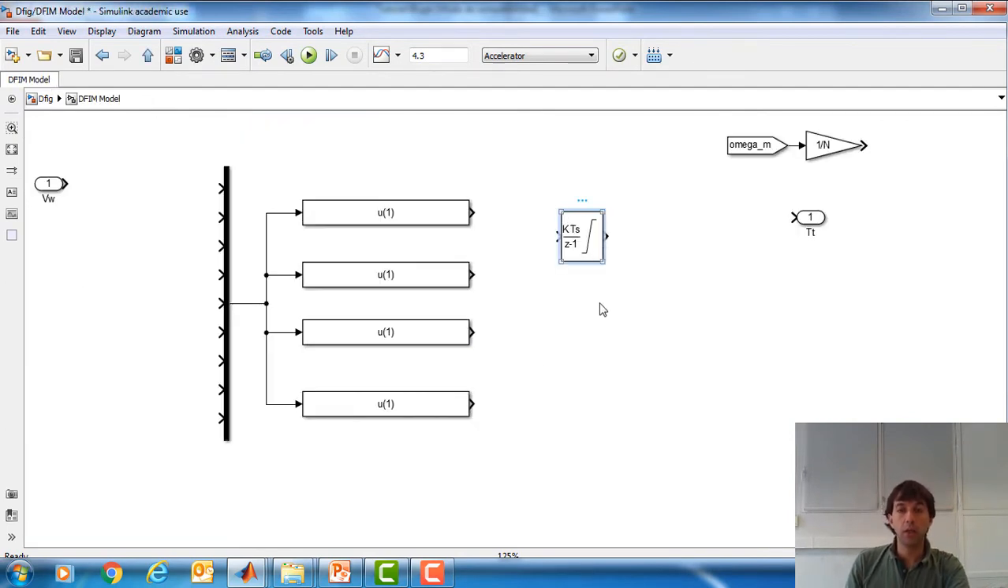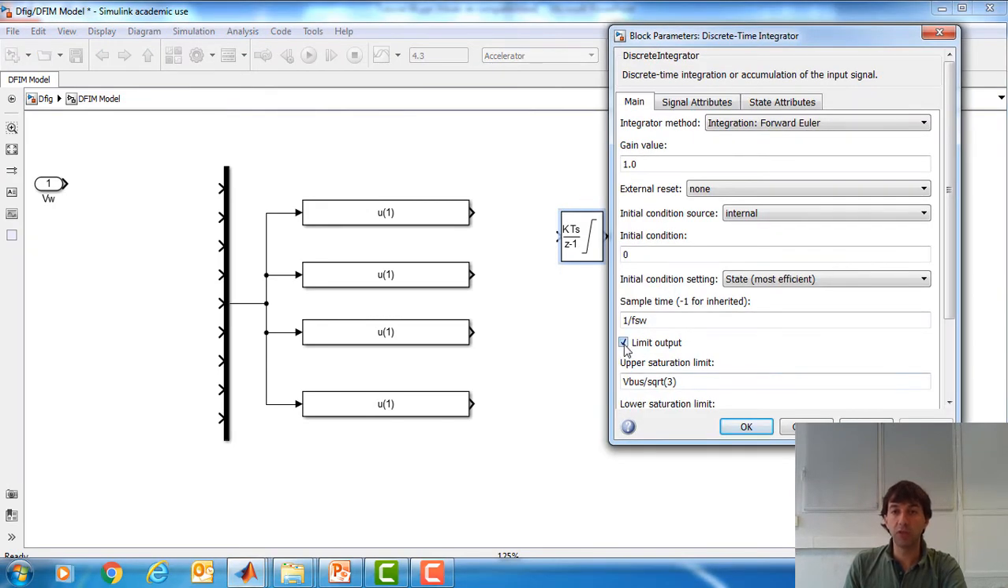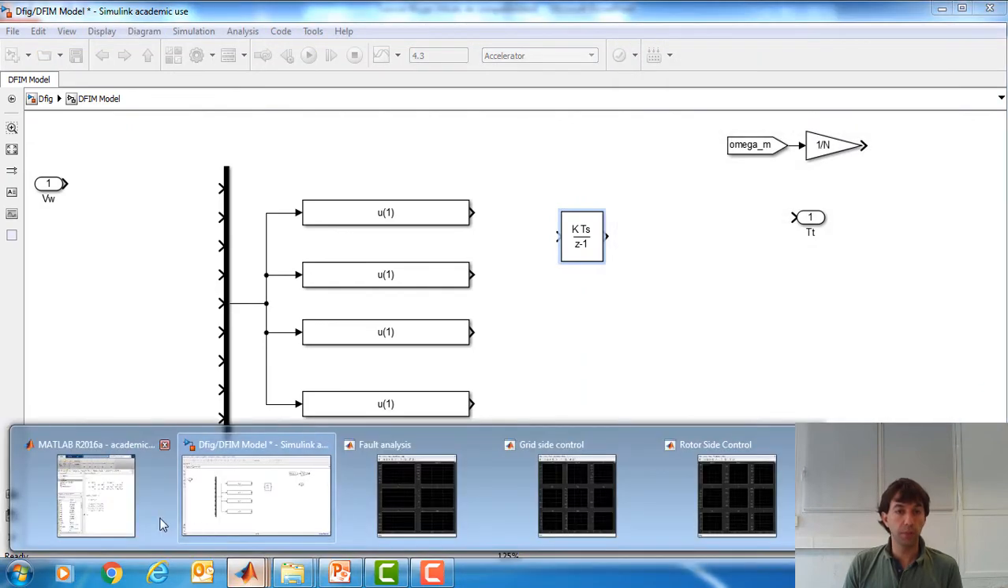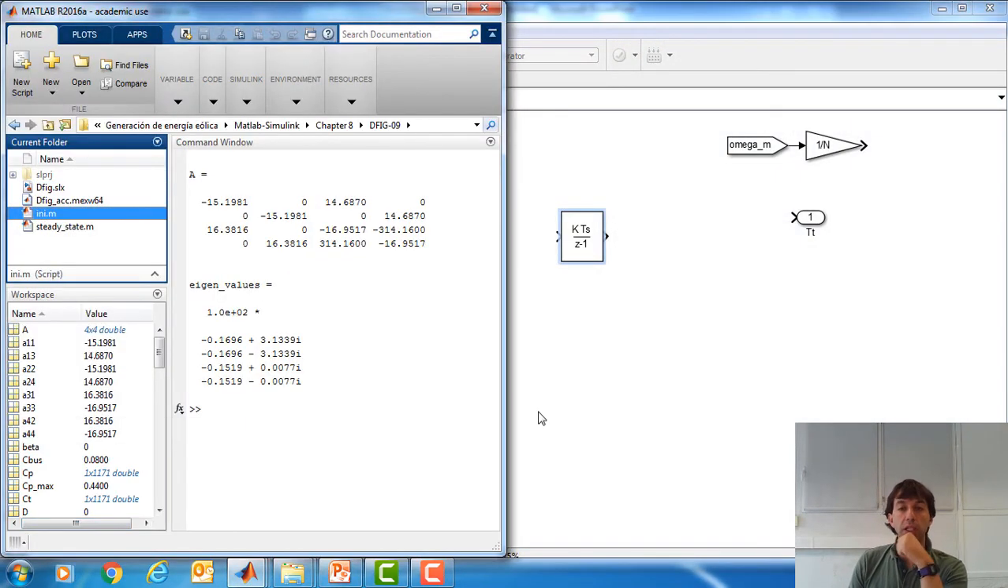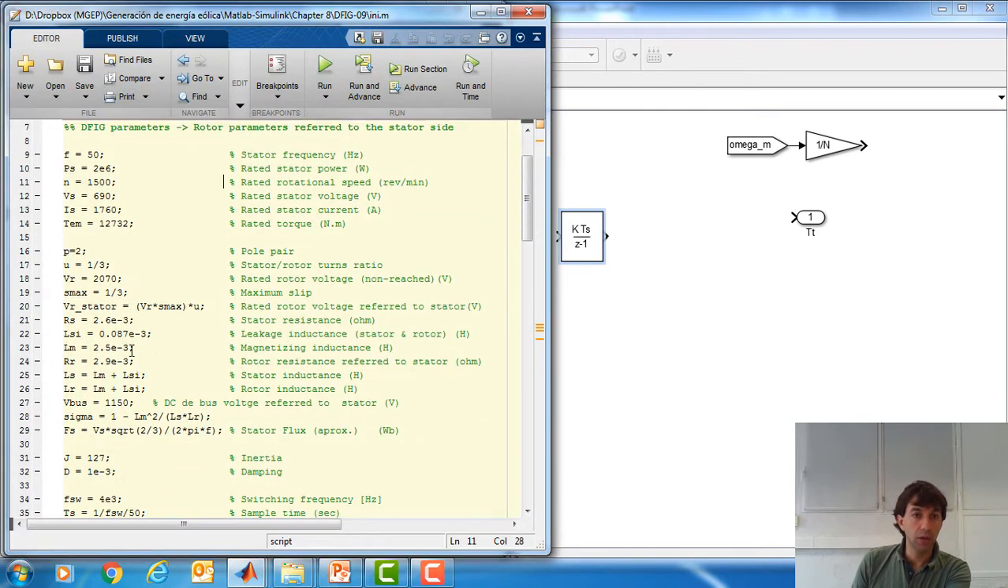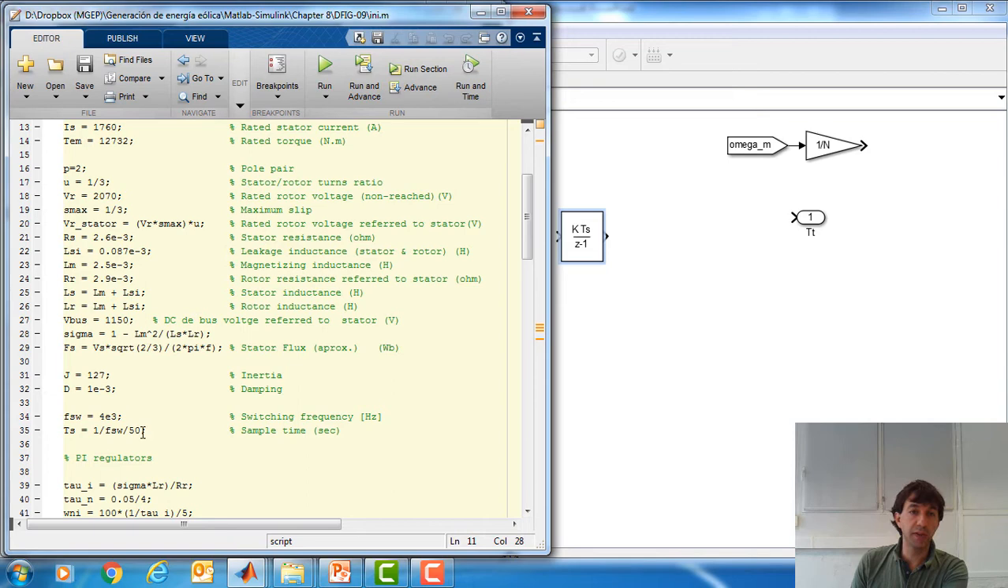Let's take it. We don't really need saturation. This is for the PI controller. We are doing something totally different, so we don't need to limit the output. And at sample time, we are going to use the sample time of the whole simulation program, because this is not control, this is model, and the model should be faster than the control. TS, let's open the initialization program. It's here, TS is 50 times smaller than the switching frequency.